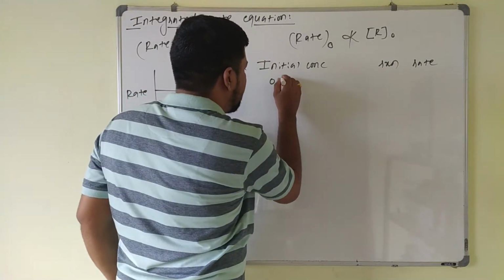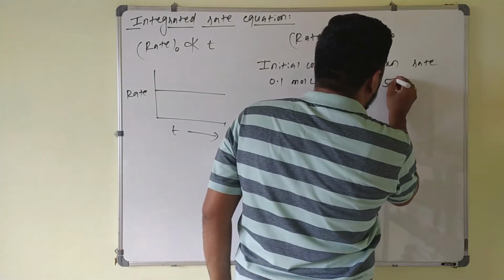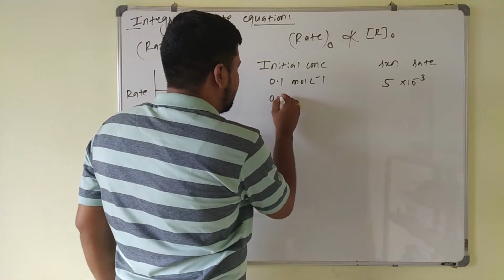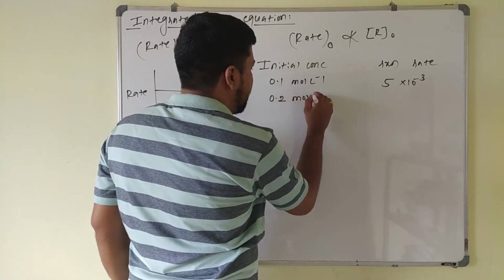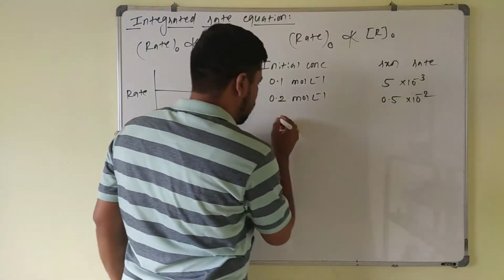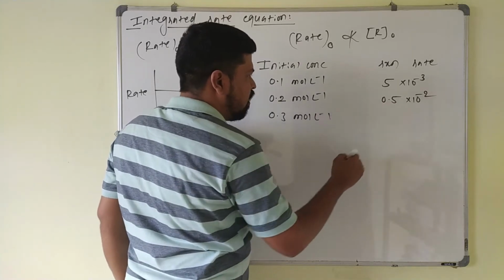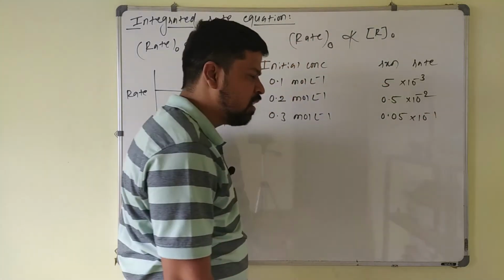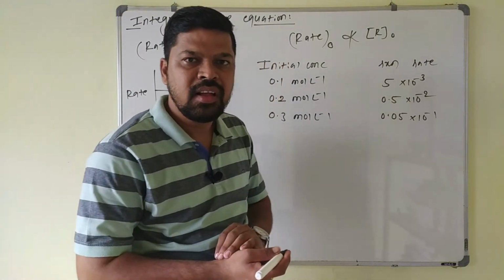Initial concentration, first I will take 0.1 mole per liter. The reaction rate will be 5 into 10 power minus 3 mole per liter. Now if I change the initial concentration to 0.2 mole per liter, again I will write 0.5 into 10 power minus 2. Again I change the initial concentration to 0.3 mole per liter, again this can be written as 0.05 into 10 power minus 1. For different initial concentration, the rate of the reaction is the same. All these three values are the same here.